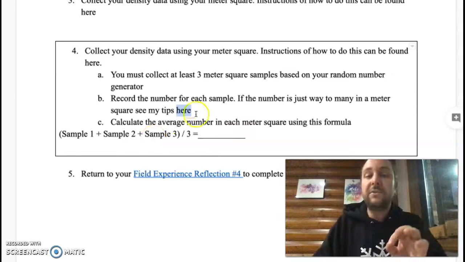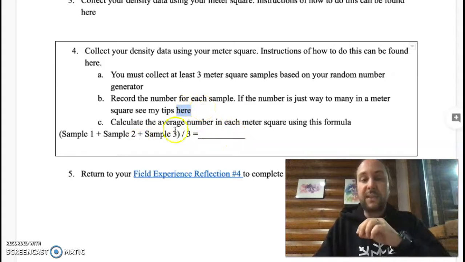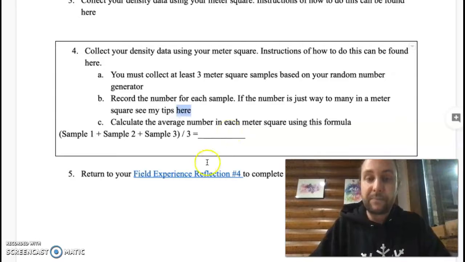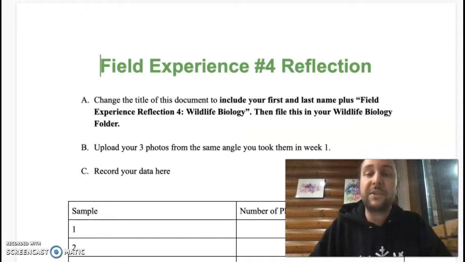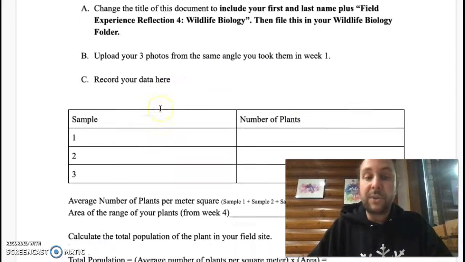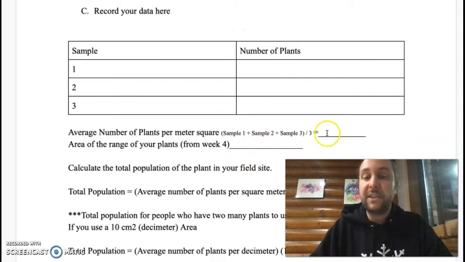Okay. Once you've recorded the number for each of the 3 samples, you're going to put that data here and input it into this equation to get the average number. At that point, you're going to return to your field experience reflection. You're going to upload your 3 photos from the same angle that you took in week 1, and then you're going to record your data here. So sample 1, how many plants? Sample 2, how many plants? Sample 3, how many plants? You're going to calculate the average again.